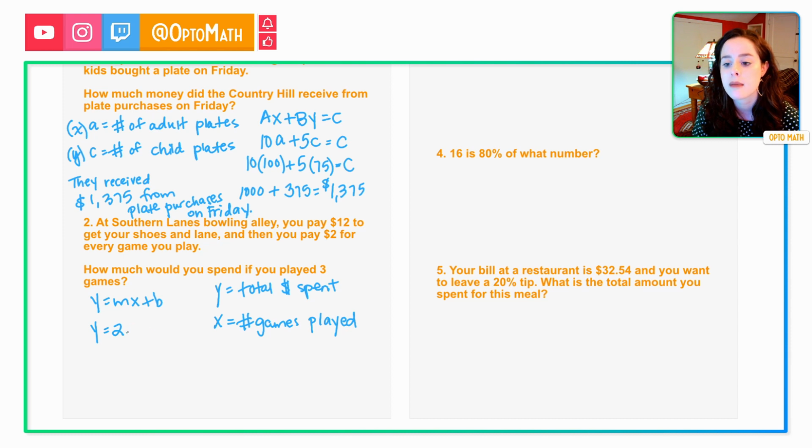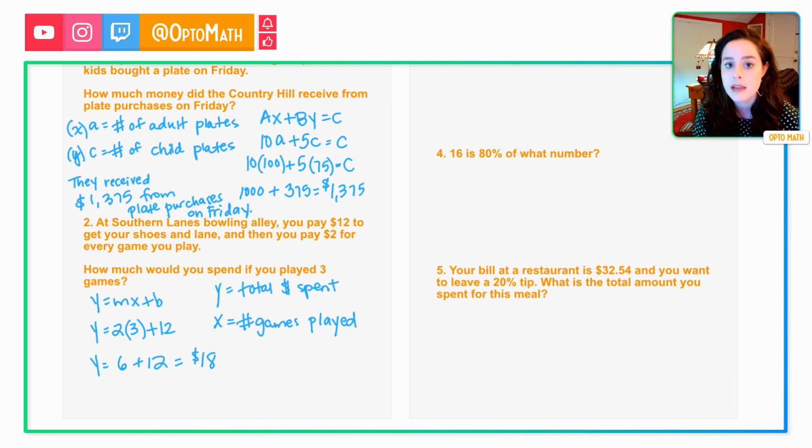So the number of games played is 3 games. So we'll go ahead and substitute that. And how much did we pay regardless of the number of games we played? That's our B or y-intercept, and that's 12. We pay that to get our shoes in our lane. So we just have to simplify this expression. So 2 times 3 is 6 plus 12, which is 18, and that's going to be dollars.